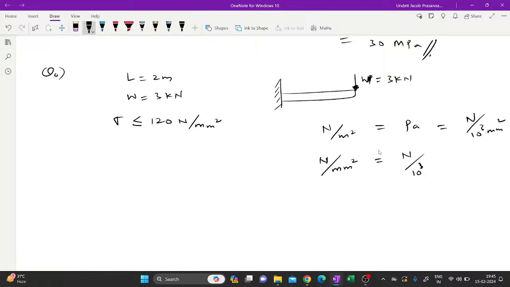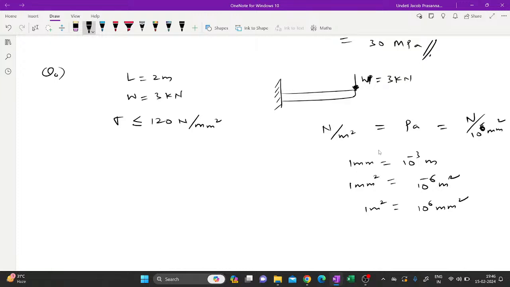Is it right? 10 power 6 actually. Yes, because 1 millimeter is equal to 10 power of minus 3 meters basically. Right? So 1 millimeter square is equal to 10 power of minus 6 meter square. So 1 meter square can be written as 10 power of 6 millimeter square.